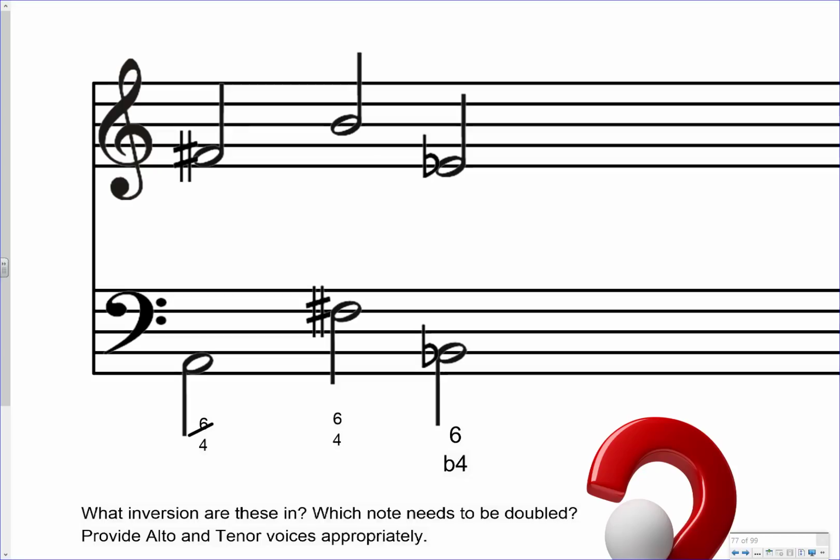Okay, please take out a piece of staff paper, make a grand staff, copy down the notes you see that are written for soprano, including the accidentals, and the notes that you see for bass, including the accidentals. Also copy down the figured bass underneath each of the 3 examples.